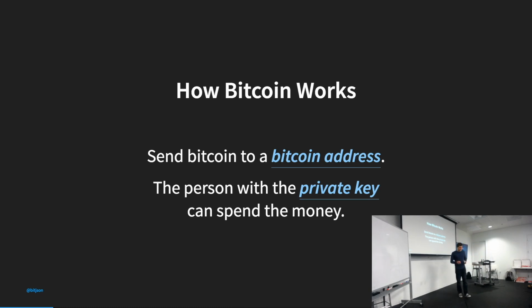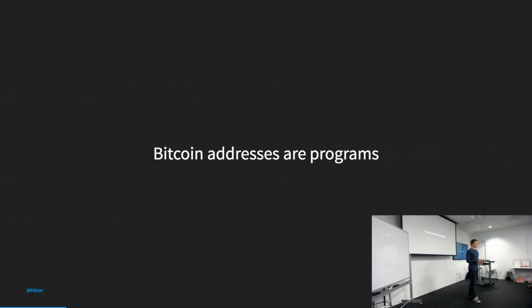Well, actually, when you send Bitcoin to a Bitcoin address, you're not. A lot of people assume it's like an account. It's actually you're sending Bitcoin to a little program. Addresses are programs. Addresses are encoded programs written in a scripting language that was built into Bitcoin from the day it was released, that we call Bitcoin script.